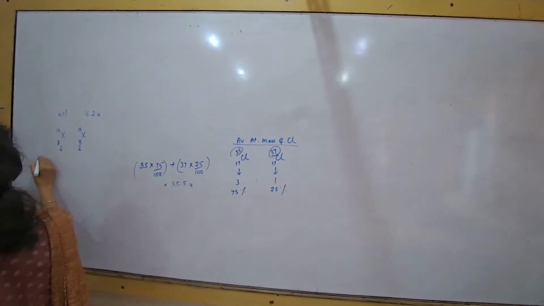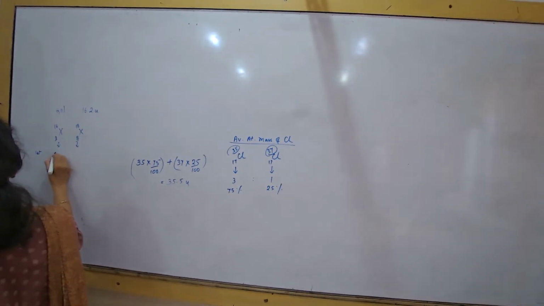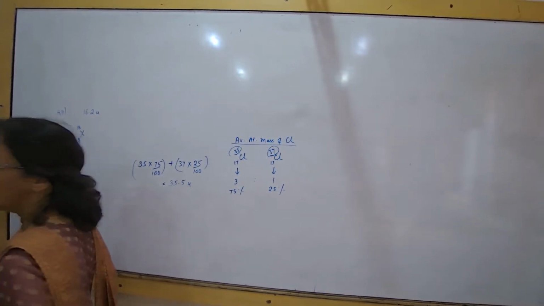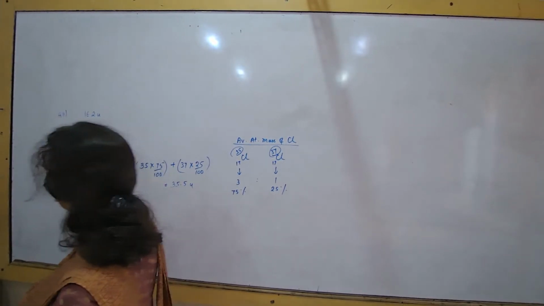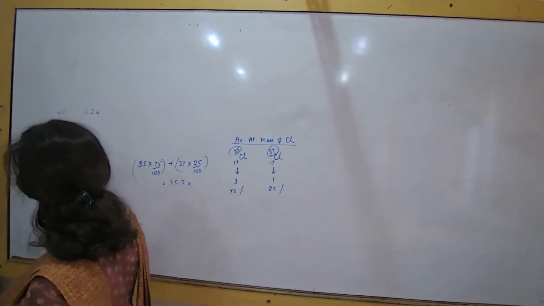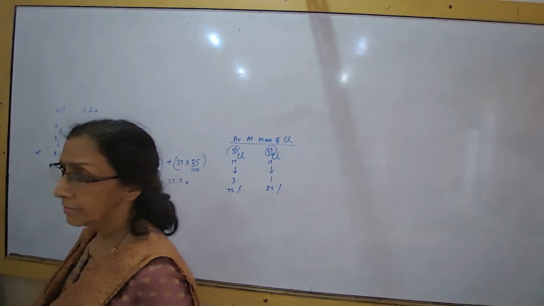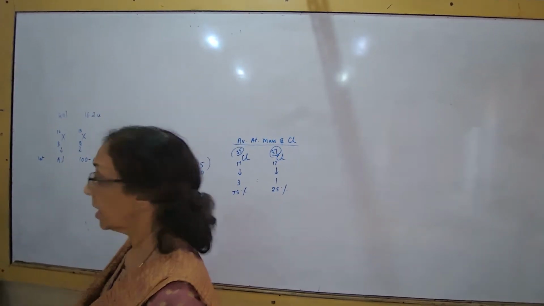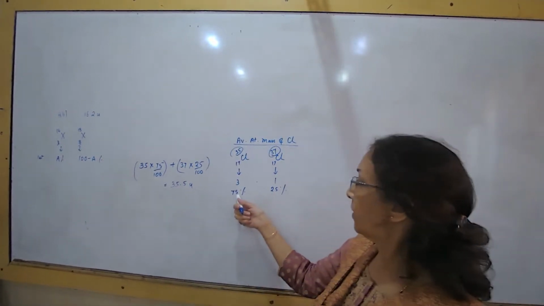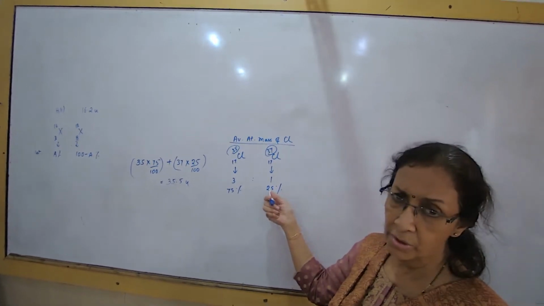So let us say the percentage of this be A%. If this is A%, what will this be? It will be 100 minus A. Okay, you understood this step? If this is 75, it is 100 minus 75, which is equal to 25.